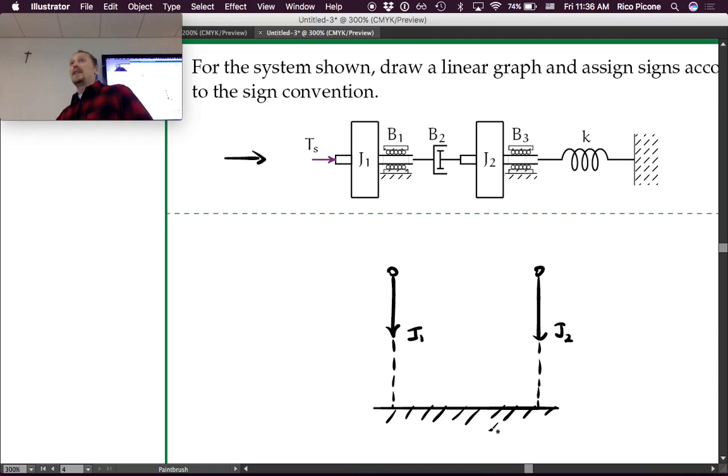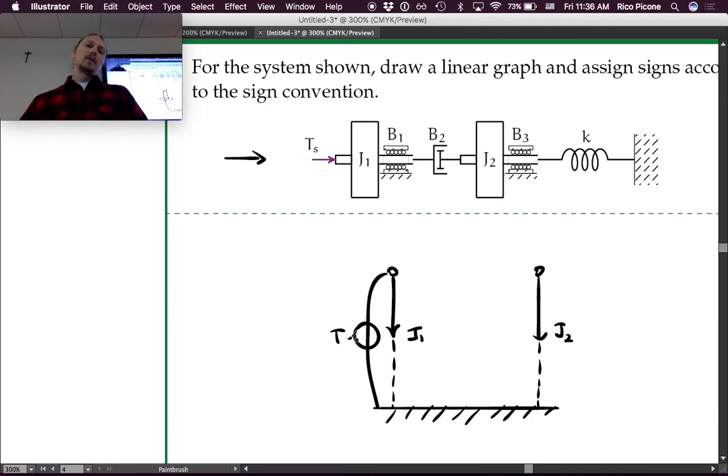I then usually like to draw the sources in. Although you can do it in any order, if I don't do them in a certain order, I forget elements, and that's a problem. So, okay. Torque source is applied to J1, right? So it's got to be connected to J1, and we said torque sources will connect to ground. So there's our torque source.